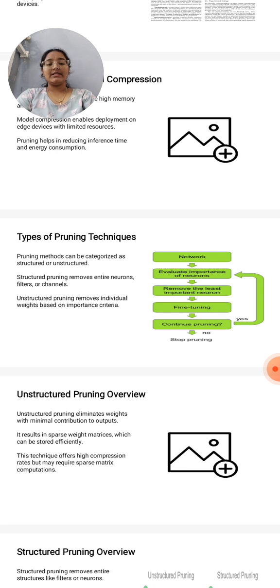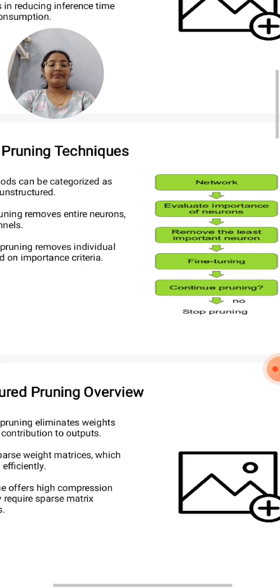The next slide is about pruning techniques. Pruning methods can be categorized as structured or unstructured. Structured pruning removes entire neurons, filters, and channels. Unstructured pruning removes individual weights based on importance criteria.